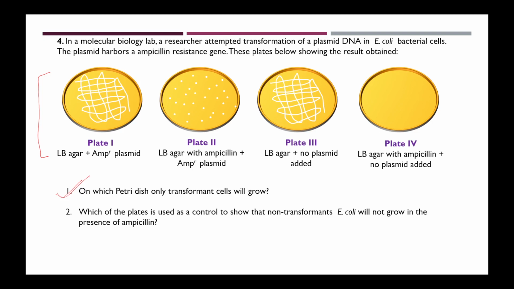And the second plate where no plasmid is added and just the cells, in that scenario also cells will not grow because they have no plasmid that can provide resistance against ampicillin. So what would be the answer for this particular second question? Which of the plates is used as a control to show that non-transformant E. coli will not grow in the presence of ampicillin?